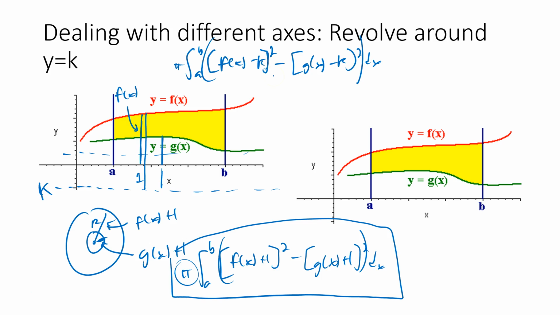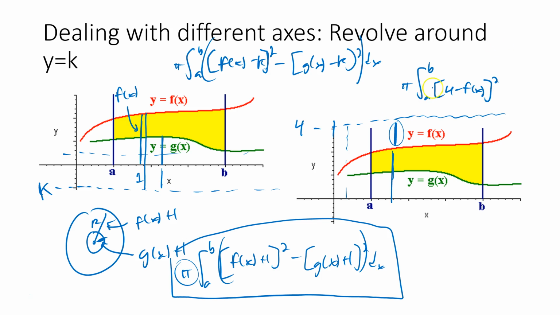You just have to be very careful about making sure you're getting the correct distance that you want. So same thing works like if we were rotating around a line up here. Now this one's especially weird if you're going to think about that like minus k. So let's say this is like 4. To get this radius, the way I think about it is, well, 4 brings you all the way down to the axis. I'm taking away the f of x. So this guy is going to be pi integral a to b. It's going to be 4 minus f of x squared, right? Because that gives me this guy right here.